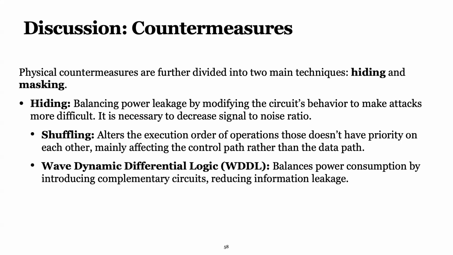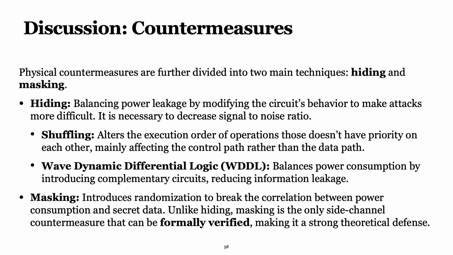So there's shuffling, and WDDL is a less well-known method. Basically, we have an AND gate. Let's say this is using a secret operation. They add an OR gate next to it. They're just giving random values. It hides the power usage of this AND gate. So it is basically complementary gates, using the same power usage to hide the information.